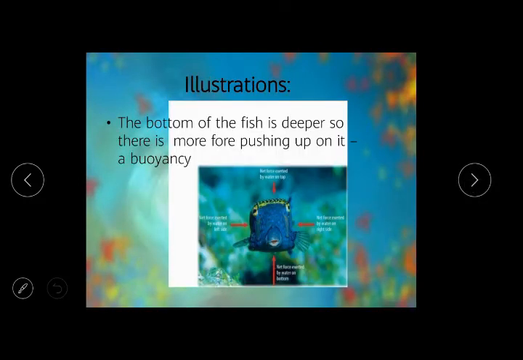Now for example, you see the bottom of the fish is deeper, so there is more force pushing up on it, a buoyancy. So when you see each and every fish, the underside is what? Flat. Why? Because when the surface is larger, the force is applied over a large surface and the fish can float on water.